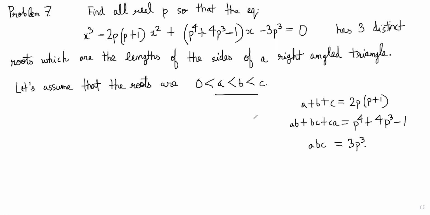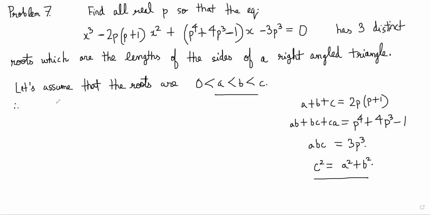And we know that a, b, c are the sides of a right angle triangle and c is the biggest side. So therefore c is the hypotenuse, and we have by Pythagoras theorem c square is equal to a square plus b square, right? Now our job is to use these equations to basically figure out the value of p that allows that to happen, right?